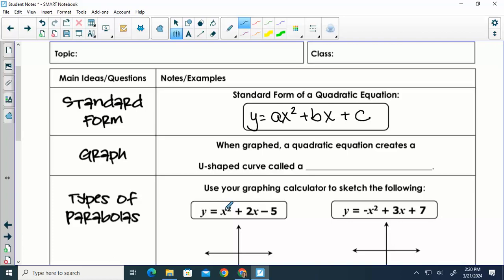Quadratic, of course, the highest power is 2. When we graph these, the shape of it is always going to look like a U, and it is called a parabola.